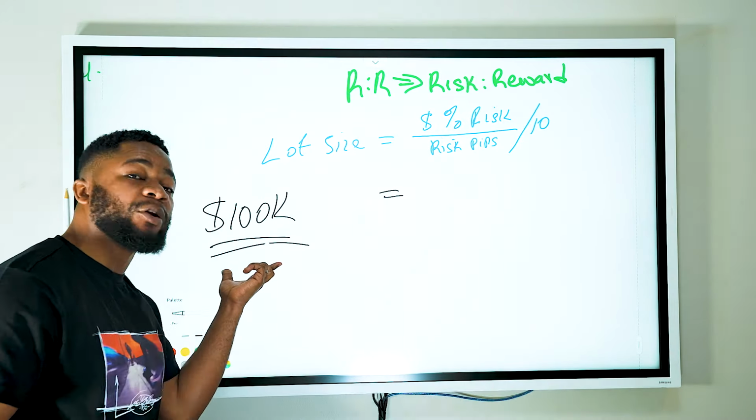$1,000. That's the answer. If the market doesn't go your way, you lost $1,000. What if the market goes your way now? Let's calculate again. If the market goes your way, you are using a lot size of 4. Meaning, if the market goes up by 1 pip, you make $40.